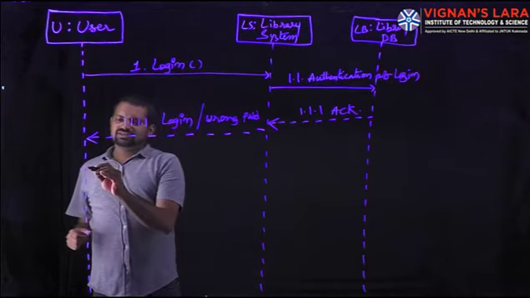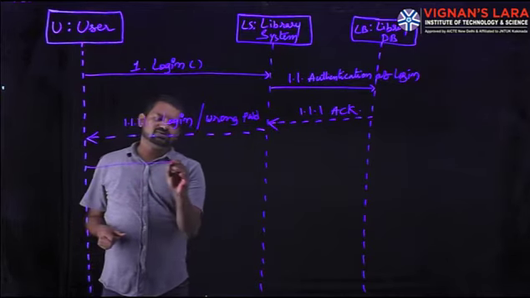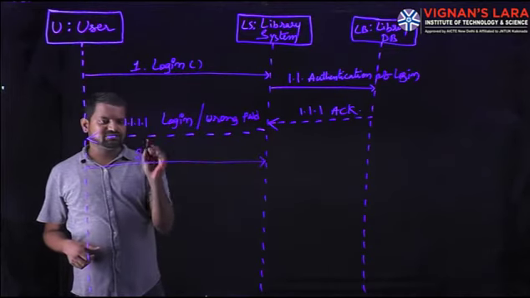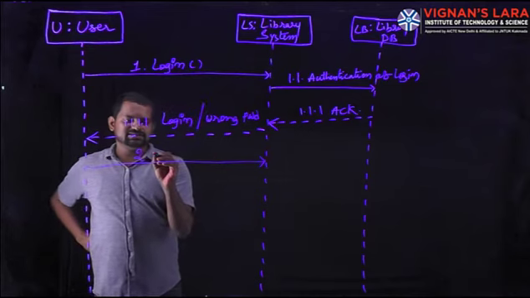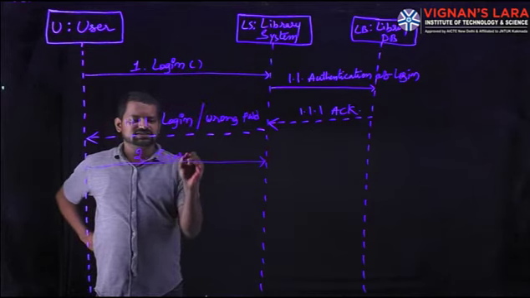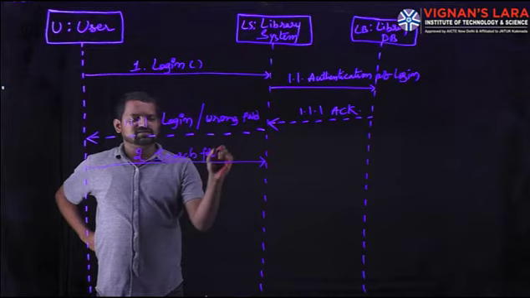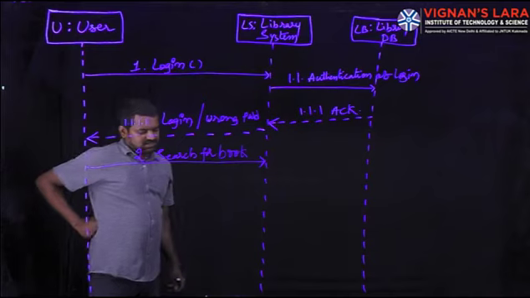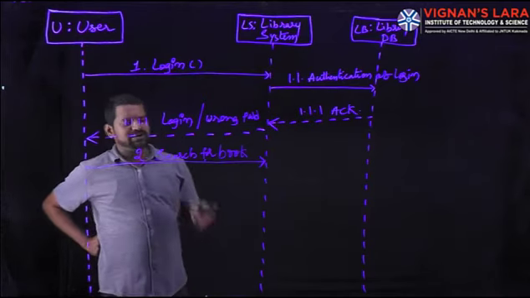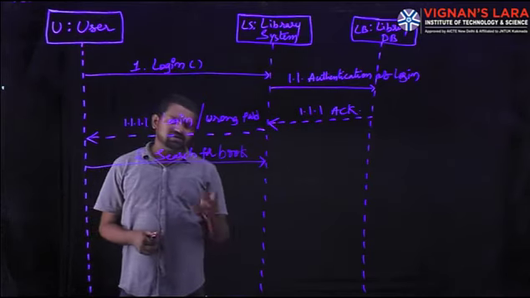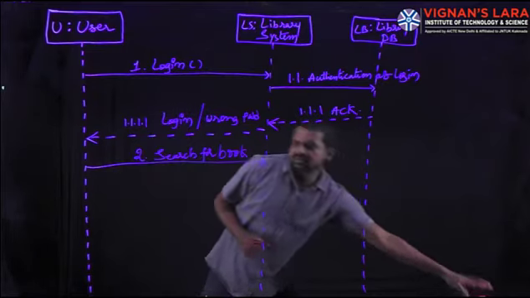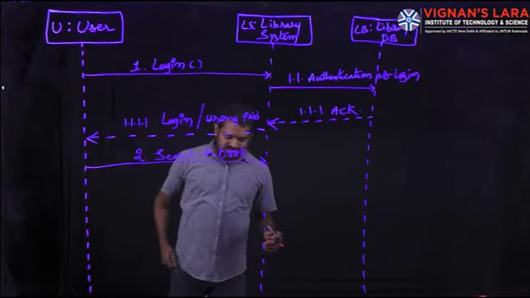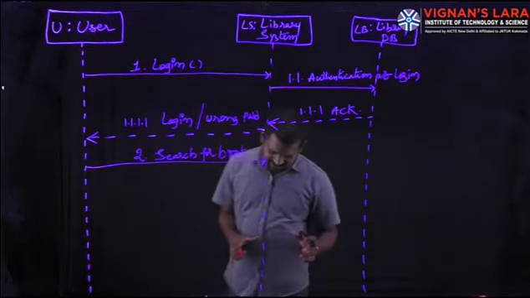if the user wants to search for a book, second step, search for book. User will search for the book, enter book name. Searching for book is enter book name. You can write any information, enter book name. So after entering the book name, search for book.